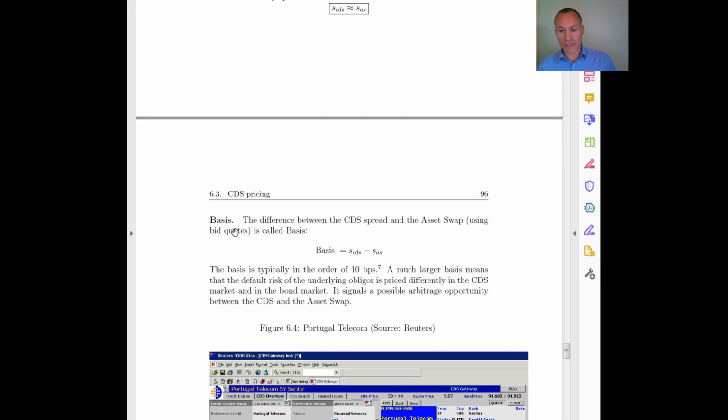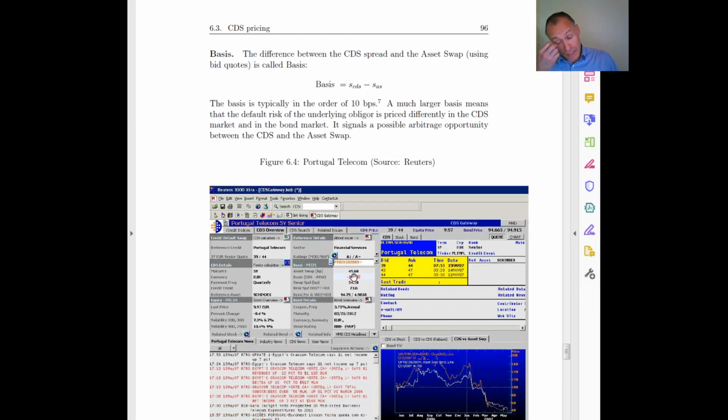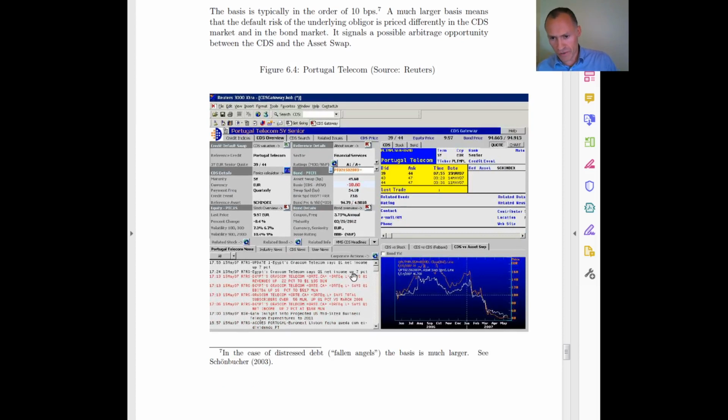Okay, and this difference is actually called the basis, and it's typically a small value in the order of 10 basis points. Right? If you look at this, it is a very old screen from Reuters, but the point here is just to look at this figure, where they were plotting the CDS spread and the asset swap spread, and you would see that the two lines basically move very close together with each other.